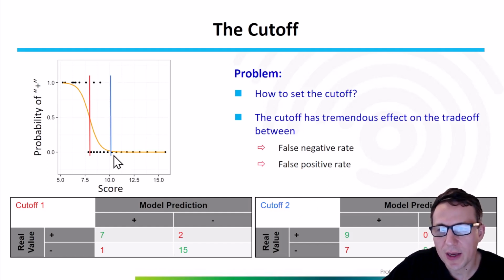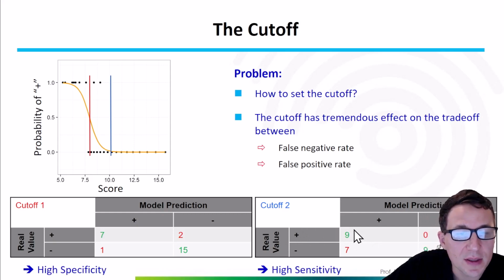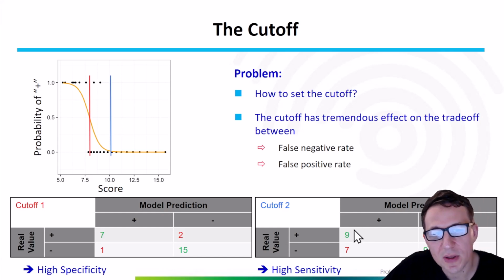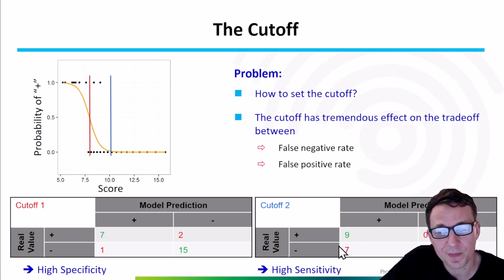Cutoff 2 is the blue line here. And what cutoff 2 does, it got rid of all the false negative predictions. So here for cutoff 2, all positive cases are actually predicted as positives. This is a cutoff that gives us high sensitivity. We don't miss any of the positive cases, but that comes at a cost. It comes at a cost of much lower specificity. We have much more false positive predictions.